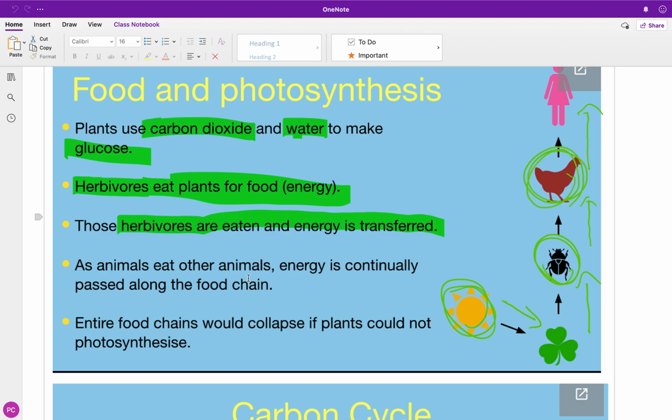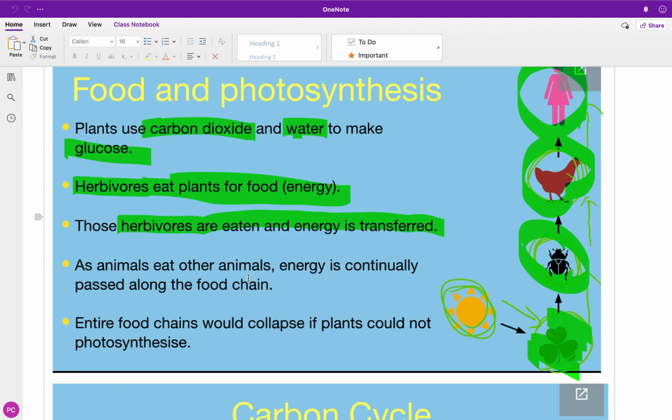the chicken relies on this, I think it's a beetle, to eat the plant. If anything happens to the plant, if we take the plant out of this situation, that means there's nothing for the beetle to eat. If the beetles go, there's nothing for the chicken to eat. And if the chicken goes, there's nothing for humans to eat. So photosynthesis, if this part here doesn't happen, we're in serious trouble. This is looking at the energy. Energy goes from the sun to the plant and then upwards.